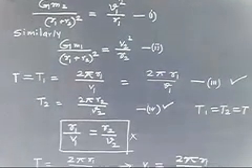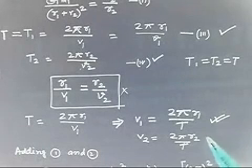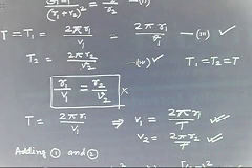So what is my target? My target is to find out the V1 and V2. So now we have the expression for V1, we have the expression for V2. Are you getting or not? So these are the two expressions, V1 and V2.